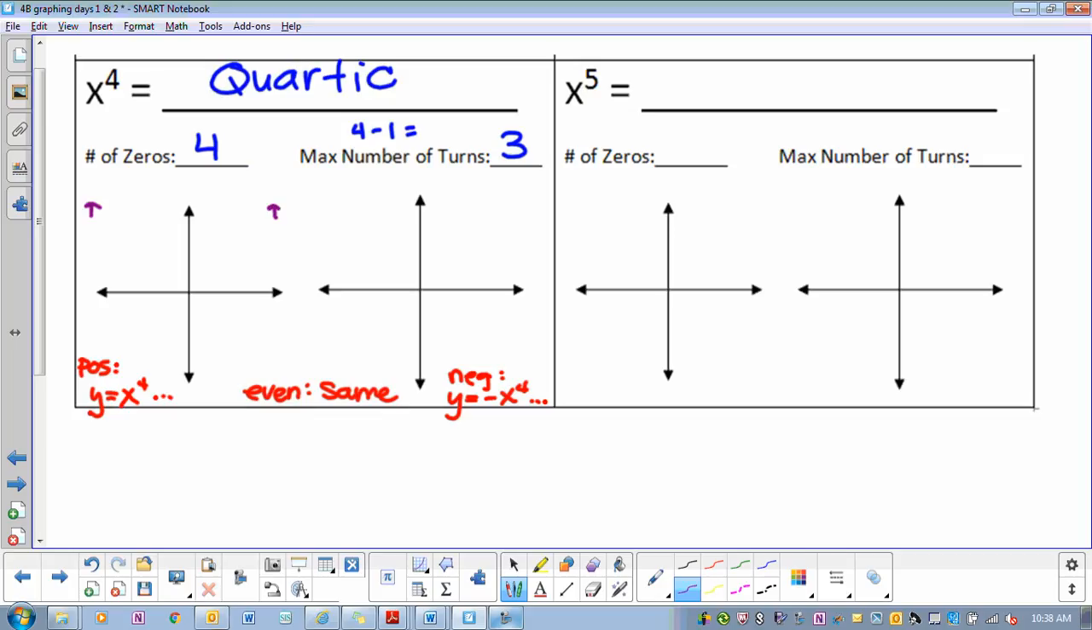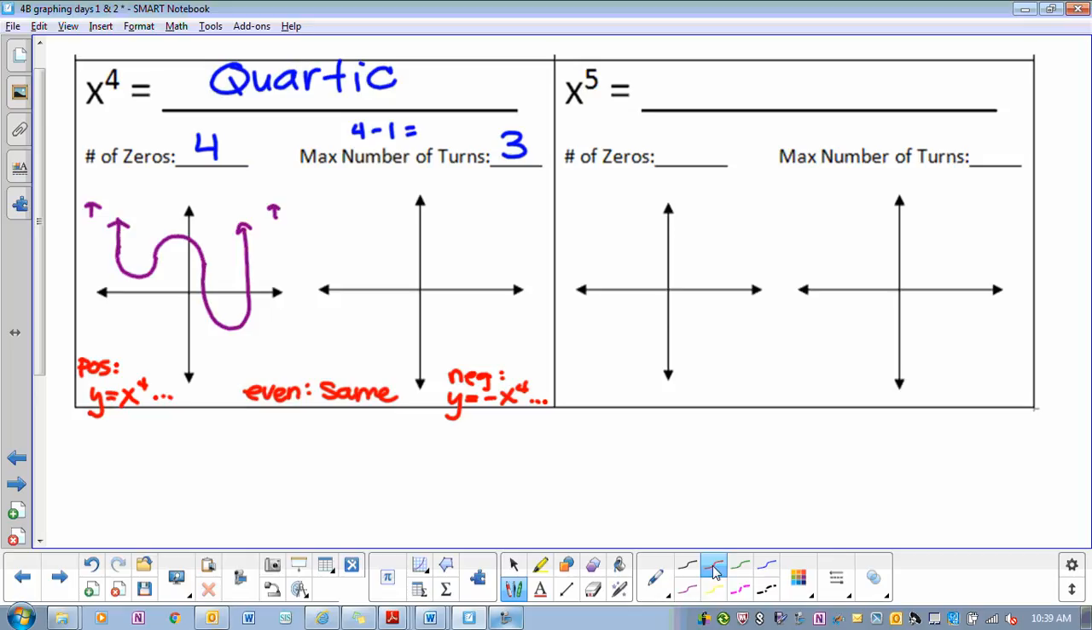So let's draw this one a little bit wacky. We have to have 3 turns. So 1, 2, 3. Are my end behaviors both going up? Yeah. Do I have 3 turns? Yeah. Pretty good, right?